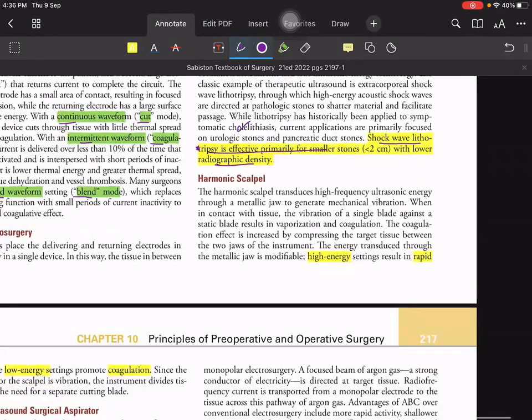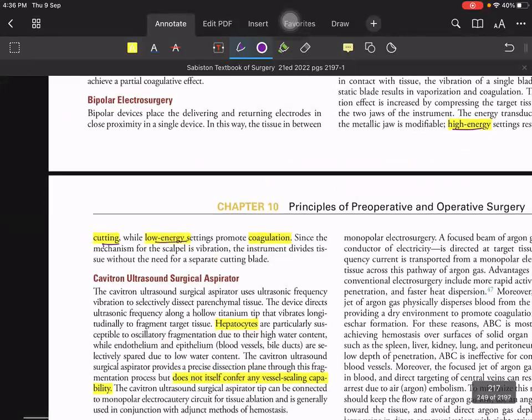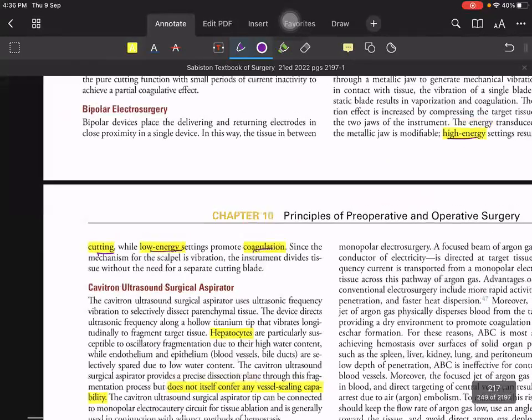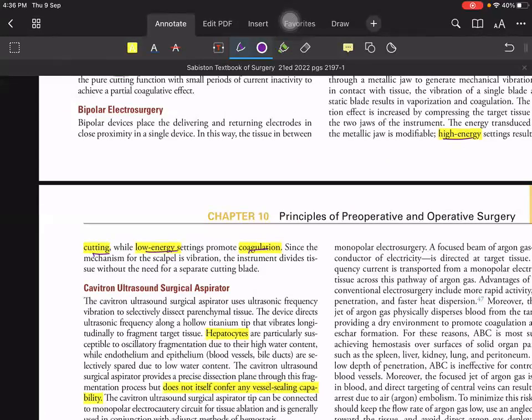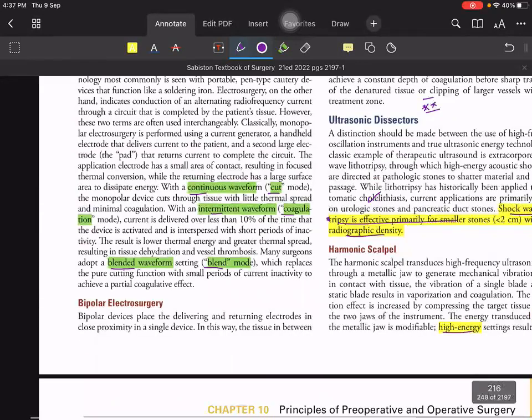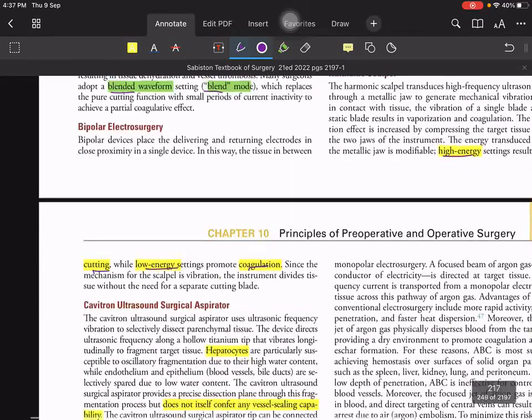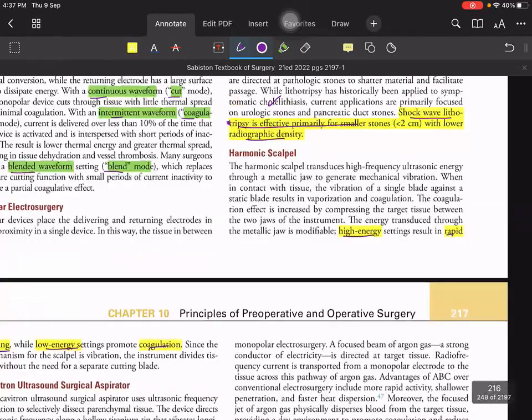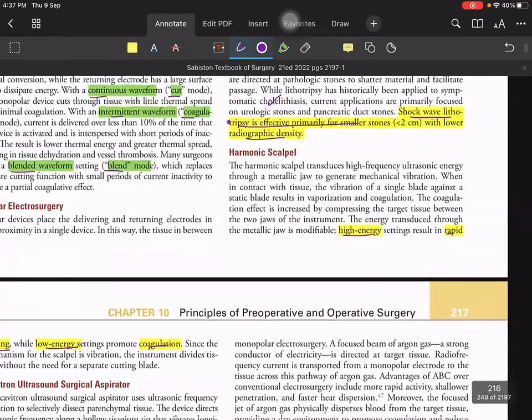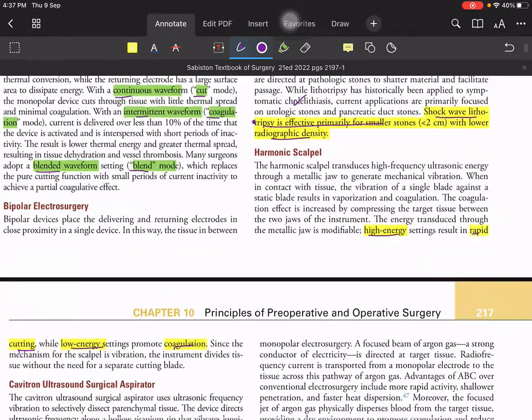The harmonic scalpel has a high energy setting for rapid cutting, and a low energy setting that promotes coagulation. So high energy for cutting, low energy for coagulation. In the case of a monopolar, a continuous waveform is cut and an intermittent waveform is coagulation. In the case of the harmonic scalpel, high is for cut, low energy is for coagulation.